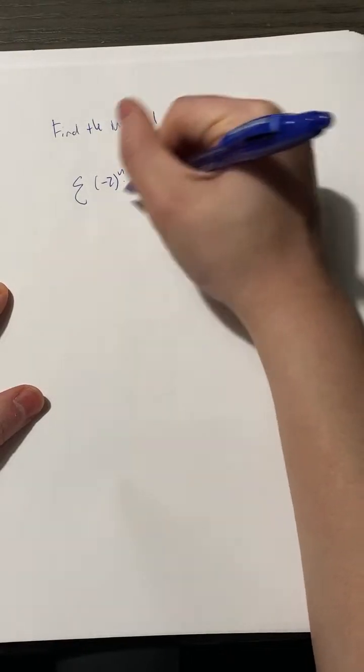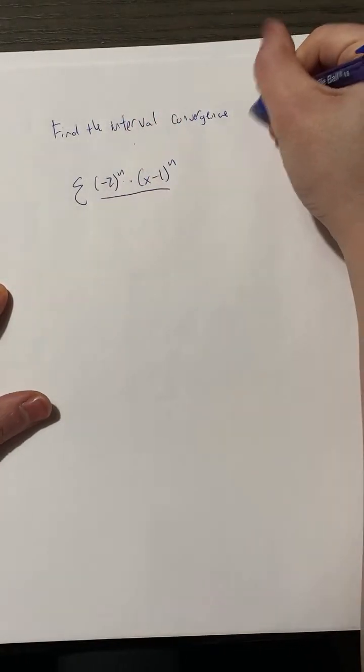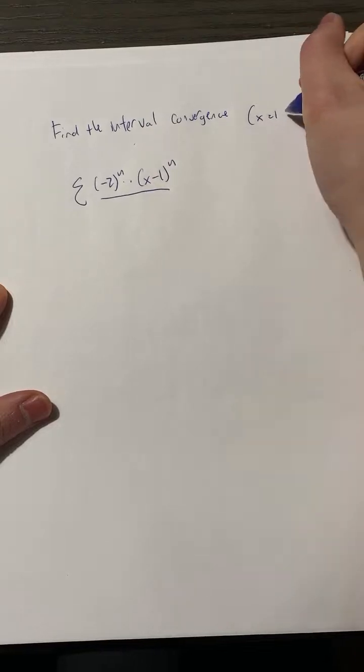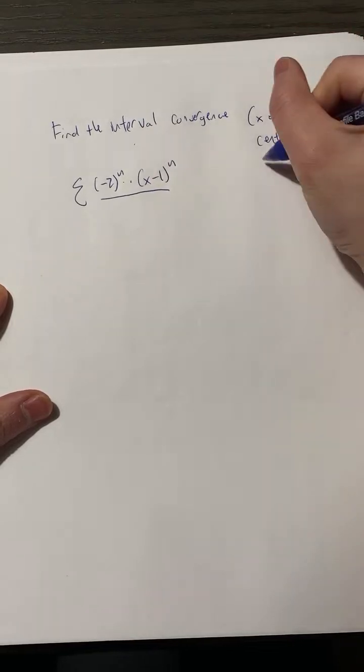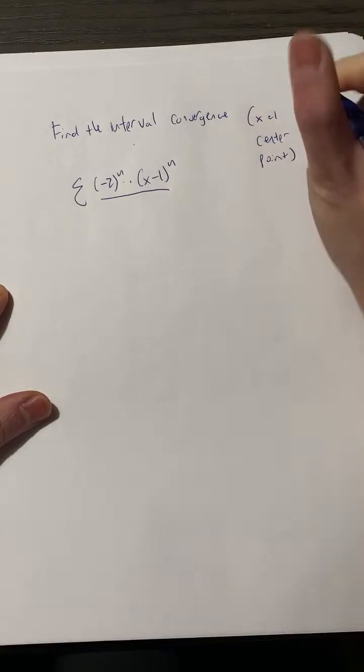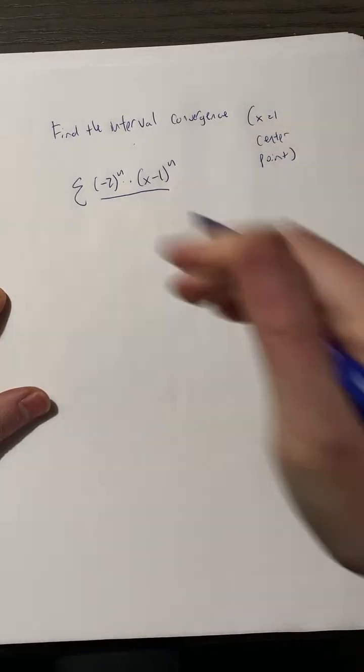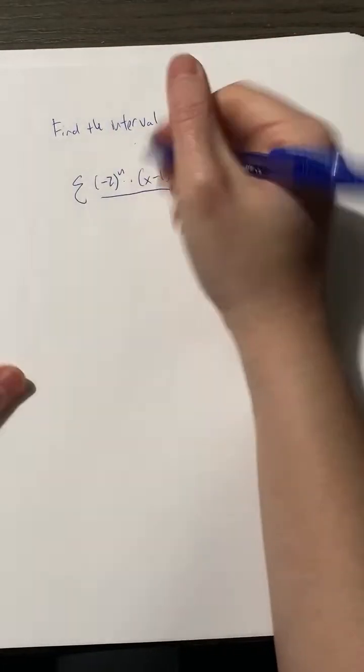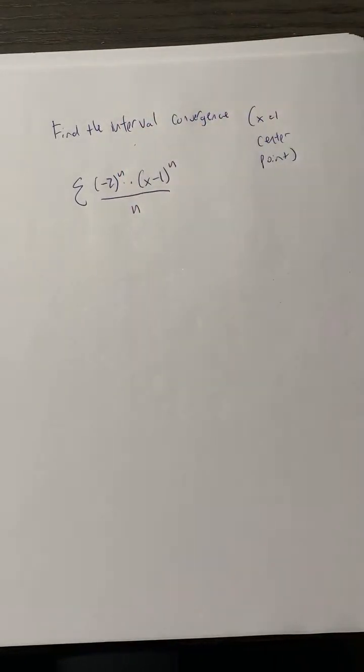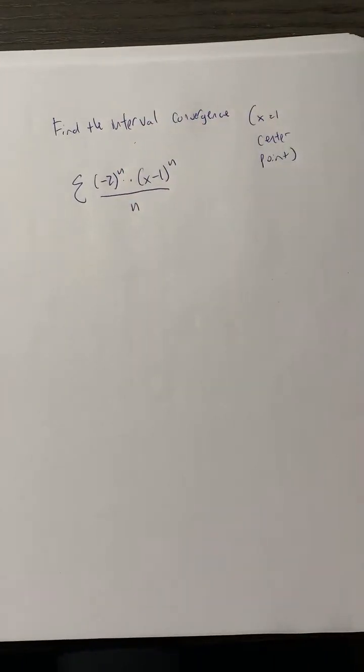So here we're not dealing with the Maclaurin series. Here x is equal to 1 will be the center point. And that would be like in the wording of the FRQ. And then we're going to divide it by n this time. So if you want, you can set up the ratio test and start doing it as I get a drink of water here.